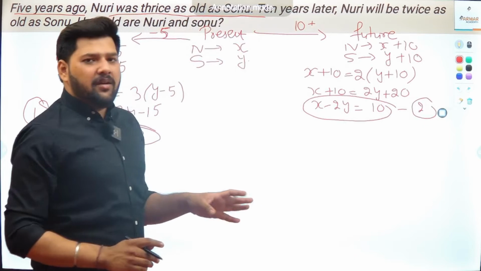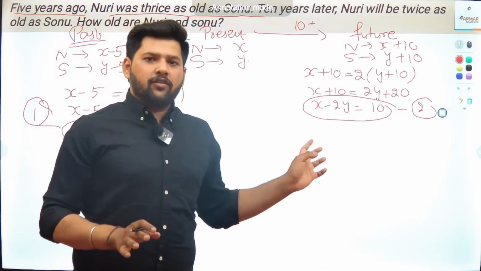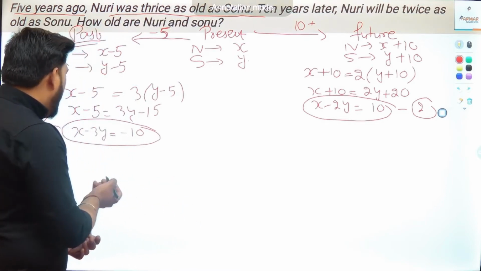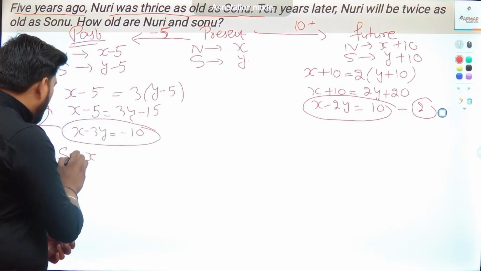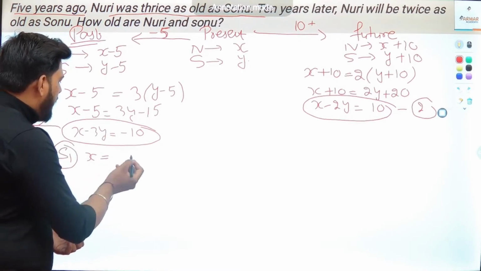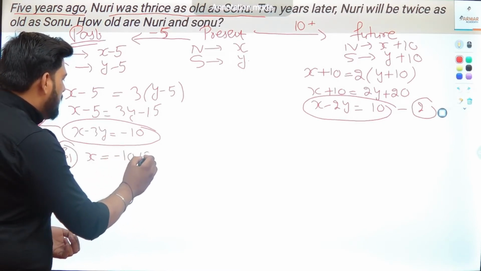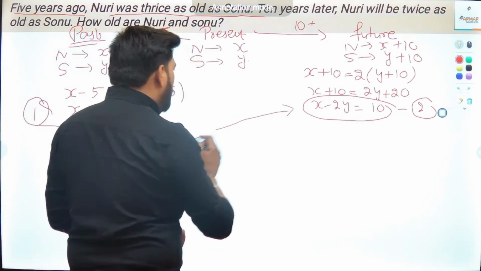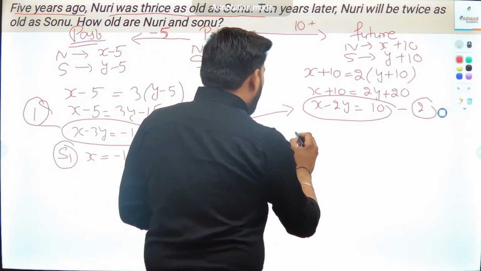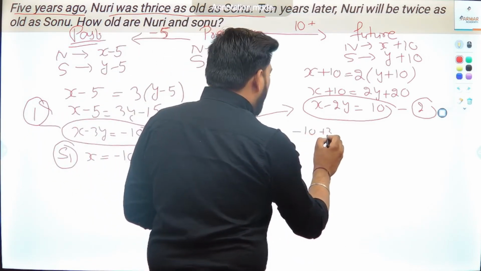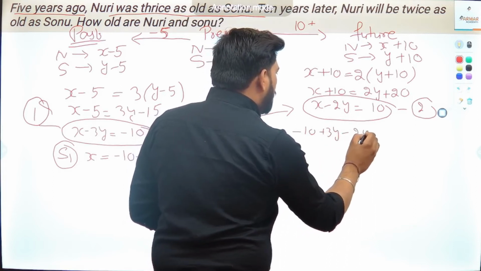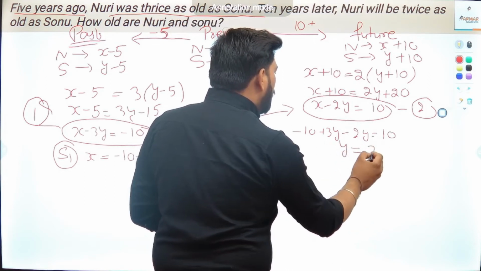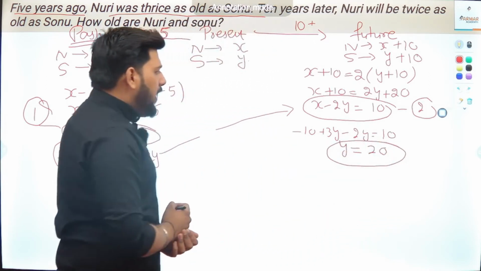Now we have a pair of linear equations in 2 variables, so we have to solve them using the substitution method. Step 1: from the first equation we find the value of x, that is minus 10 plus 3y, and we substitute that value in equation number 2. That becomes minus 10 plus 3y minus 2y is equal to 10. That becomes y is equal to 20.